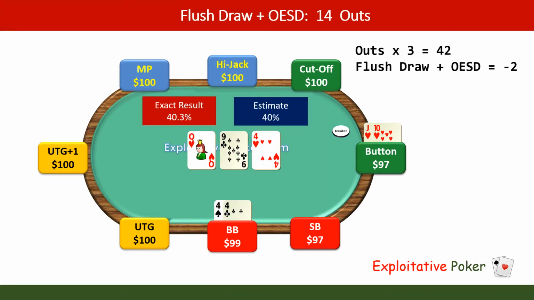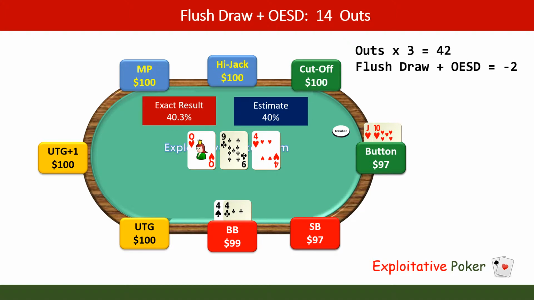So here's an example of an open-ended straight draw with a flush draw. As with all flush draws, there's one less out than normal. In this case, there are 14 outs and not 15 because the 9 of hearts will pair the board.